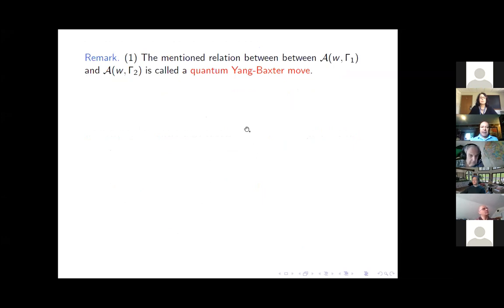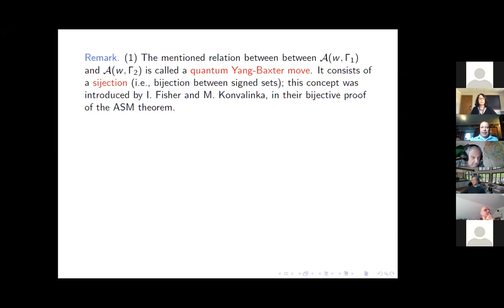Such a bijection, together with the sign reversing involutions, is called a quantum Yang-Baxter move. So this relates the admissible subsets for gamma 1 and gamma 2, if they are related by a reversal of roots of a rank 2 root system. And as I said, this is an example of a bijection between sign sets. This concept was introduced by Ilse Fischer and Matthias von van Linka in their bijective proof of the alternating sign matrix theorem. So it's interesting that it also comes up here.